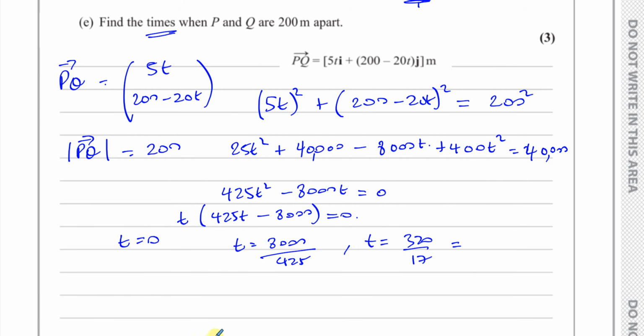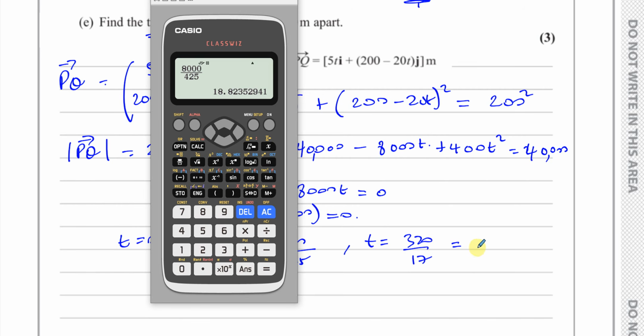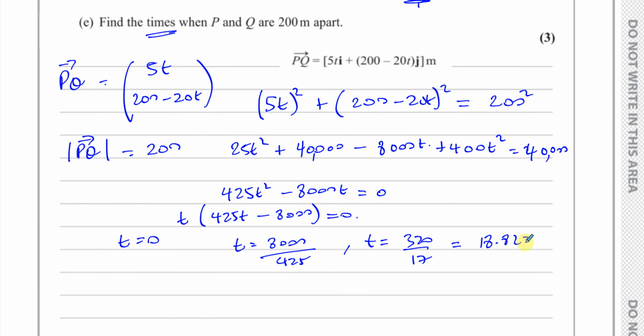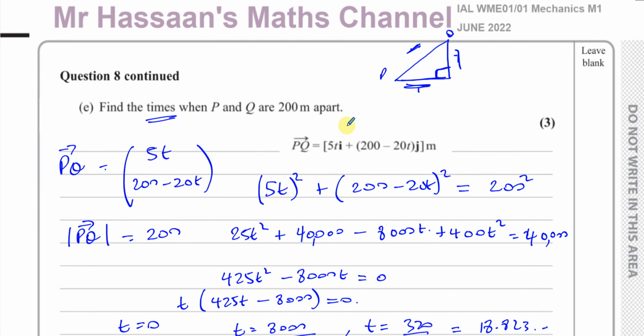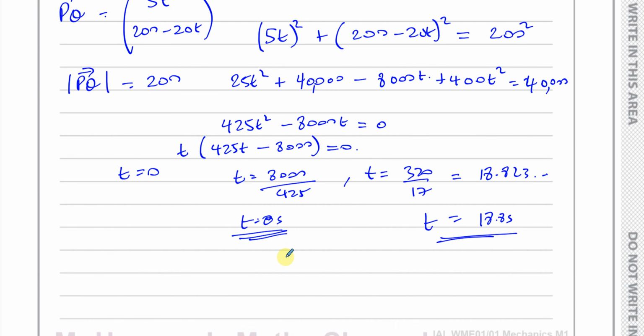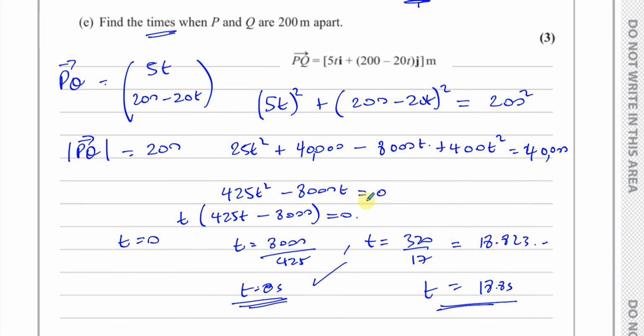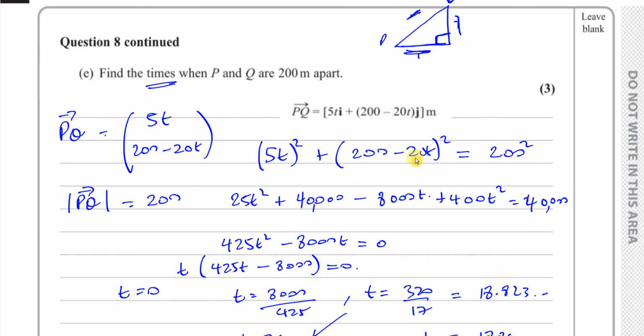Let's write that as a decimal. That gives us 18.823 and it goes on. So t equals 18.8 seconds and t equals 0 seconds. They said find the time, so t equals 0 seconds. Let's see if that makes sense. We're finding the times when they're 200 meters apart. When t equals 0, this will be 0 and this will be 200. That's right. The vector from P to Q was 0 to 100, which means they are 200 meters apart when time is 0. So that makes sense. And the other time when they will be 200 meters apart is 18.8 seconds after they start their journeys. So there's the answer to part E.